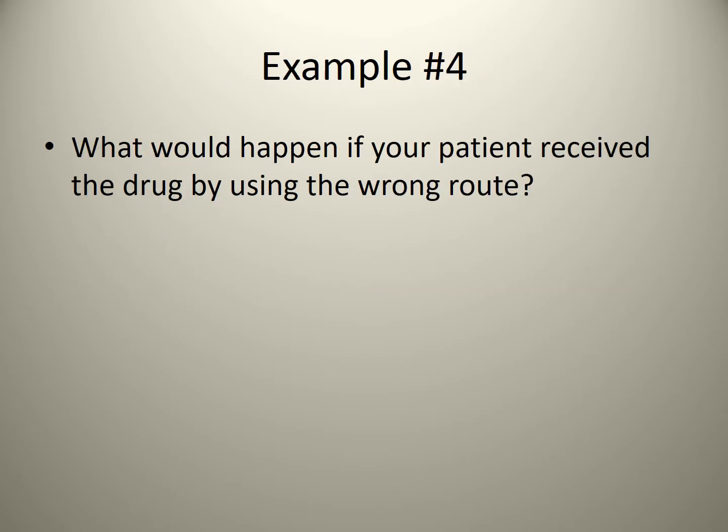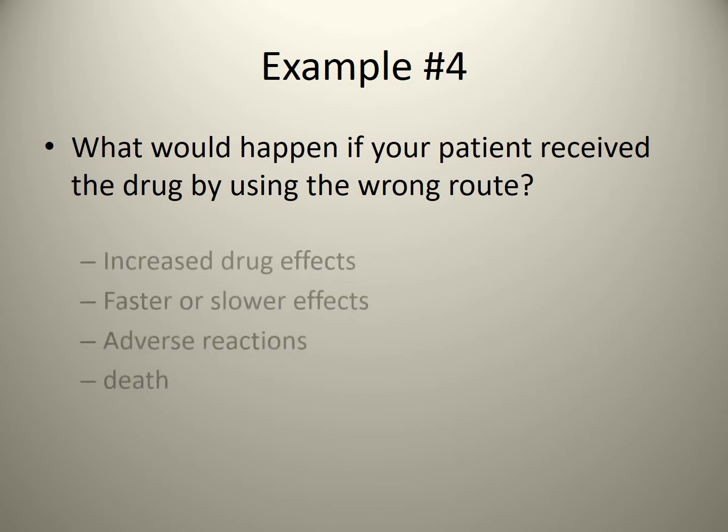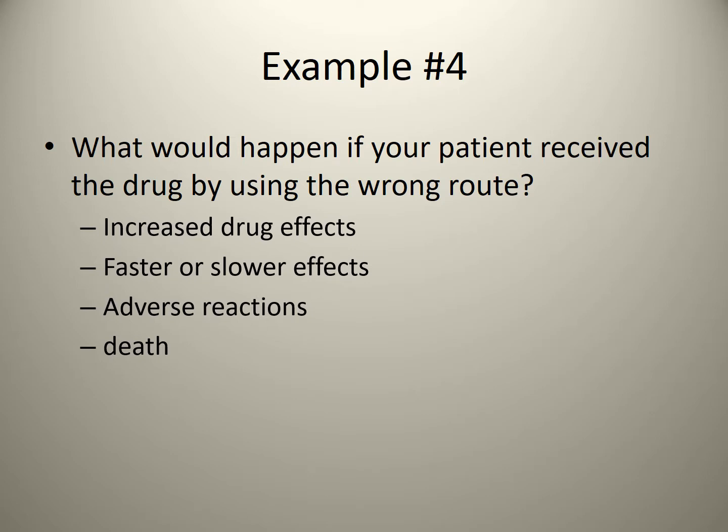Example number 4. What would happen if your patient received a drug using the wrong route? If a drug was given by using the wrong route, there could be an increase of drug effects. The drug works slower when it has to be absorbed in the digestive tract prior to reaching the bloodstream. If the wrong route involved the same amount of drug being put directly into the bloodstream, then the increased drug effects would happen immediately. The wrong route may cause adverse reactions and side effects. Again, it could cause death.